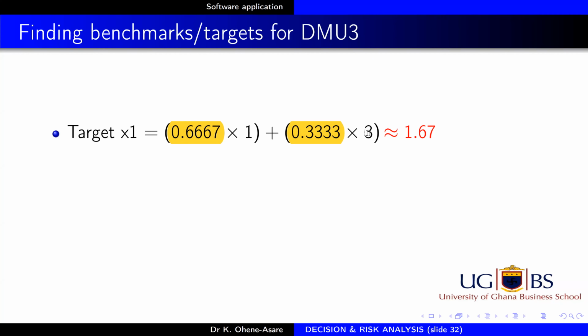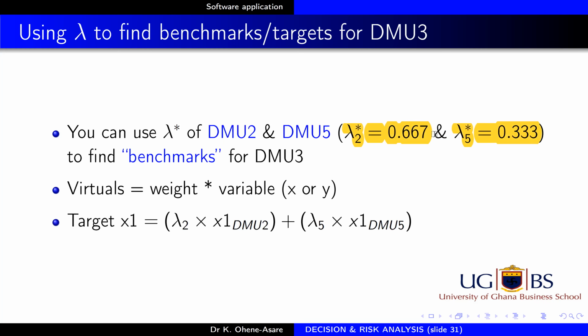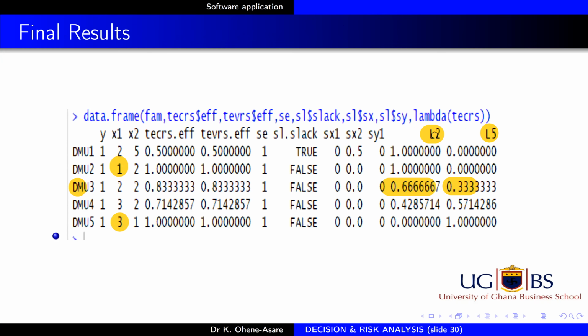Now, why are we taking the 2 of them? We are taking the 2 of them because it was saying that the 2 of them help him to be efficient. And when you do that, that is going to give you 1.67 approximately. So you remember we said that the inputs of DMU3 are 2 and 2. So for the first input, you are reducing it from 2 to 1.67. That's what it means. What about for the second input? For the second input, you're going to use the same individuals.